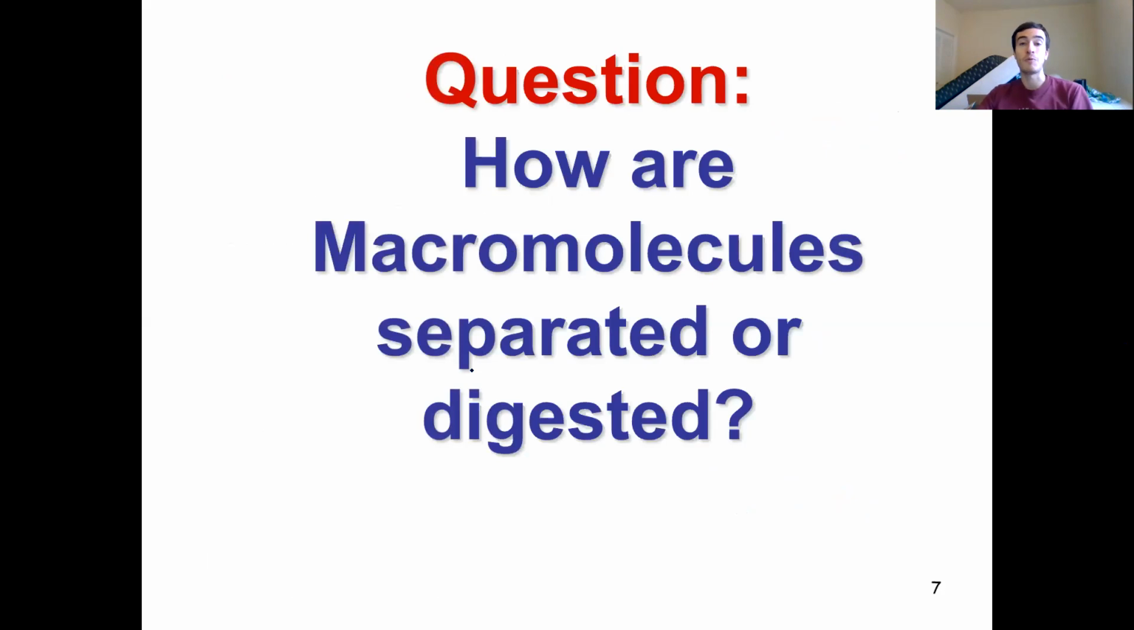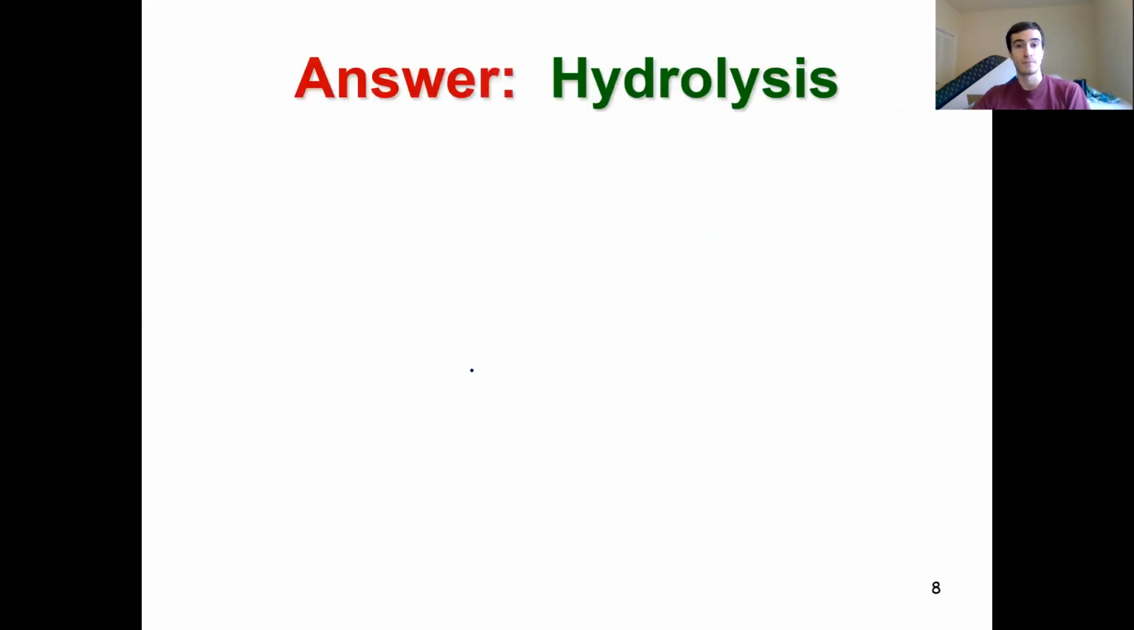What about if we want to separate them? What if we have a big structure, a big polymer, and we want to break it down into smaller and smaller pieces? Well, the way that we do that is the exact opposite of this path we were just talking about. So hydrolysis is the name of the chemical reaction that happens.